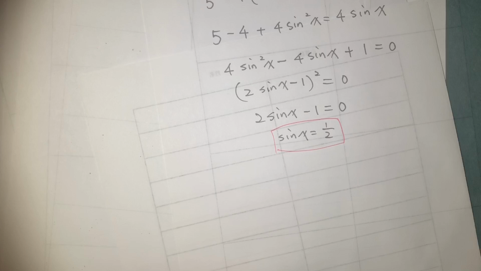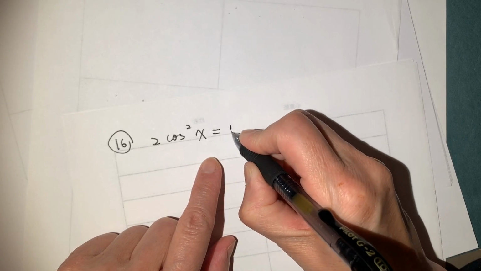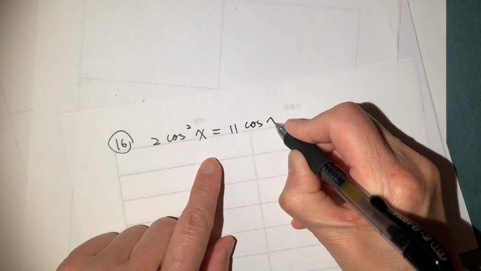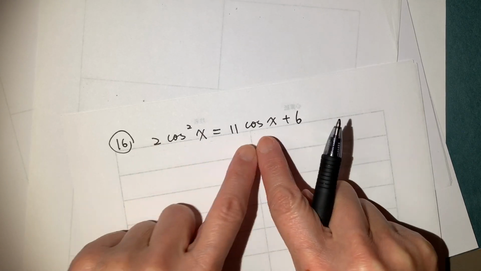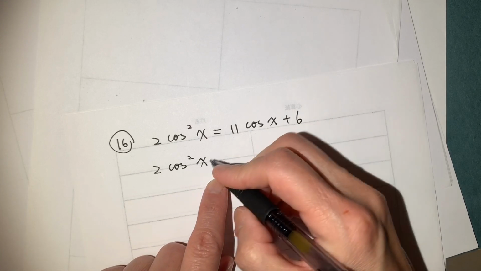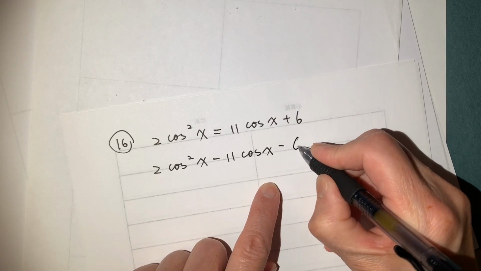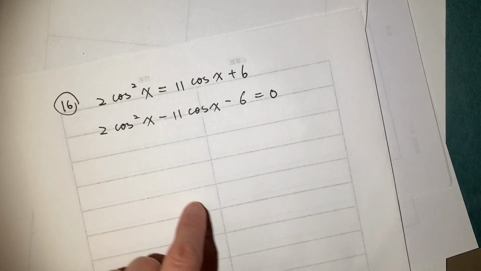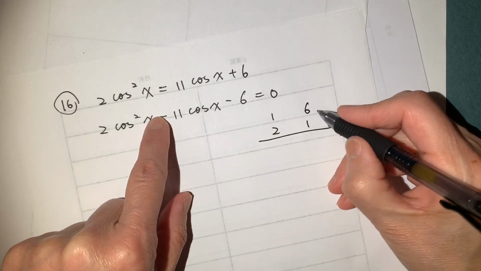Okay, question number 16: 2 cosine square x equal to 11 cosine x plus 6. That is already cosine. So 2 cosine square x minus 11 cosine x minus 6 equal to 0. So we can use 1, 2, 6, 1, negative, negative.